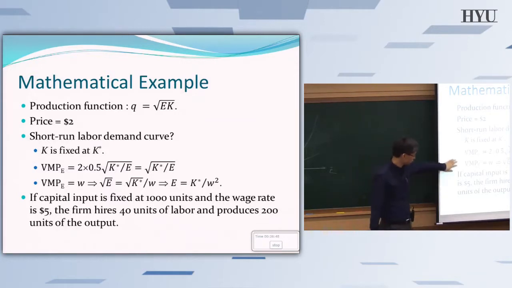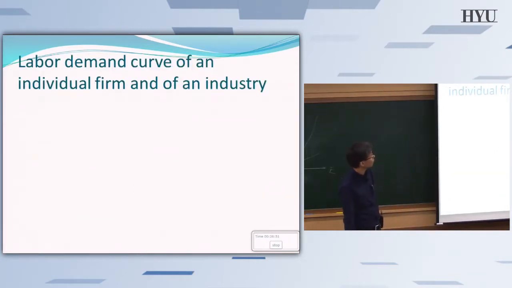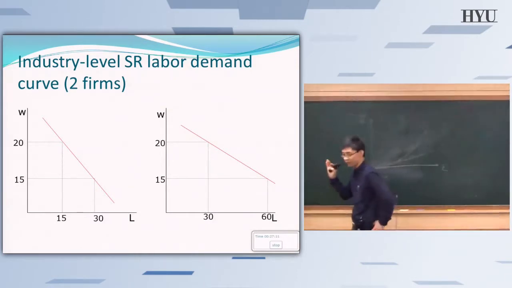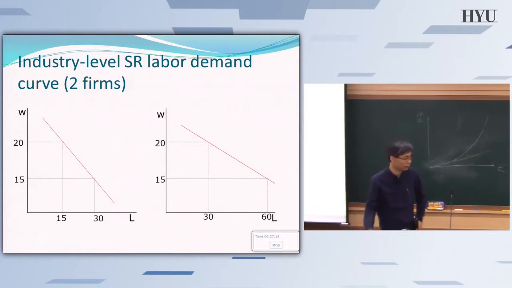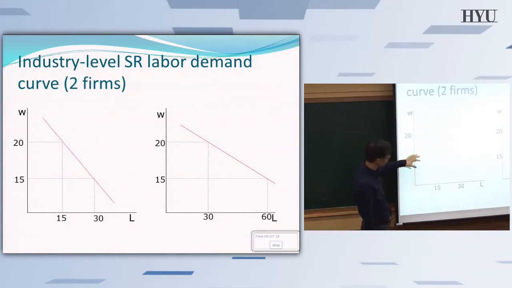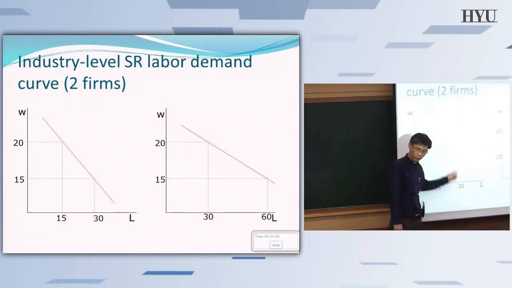So using this we can draw the individual firm labor demand curve. Everything is very simple. For example, we can draw the labor demand curve for an individual firm this way. Let's think of an industry that has 2 firms. Well, let's assume that everything is perfectly competitive. So we have 2 identical firms in the industry. For each firm, if the wage is $20, then they will hire 15 workers, let's say. If the wage is 15, they will hire 30. So we have the individual labor demand curve.